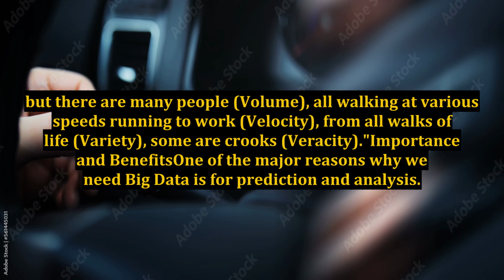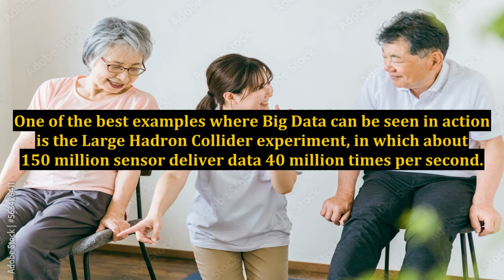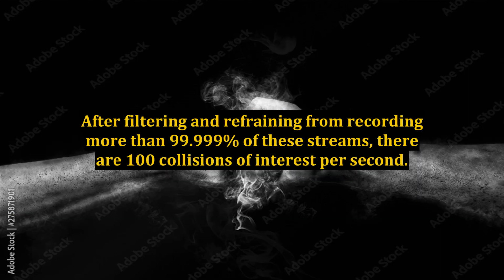Importance and benefits. One of the major reasons why we need big data is for prediction and analysis. One of the best examples where big data can be seen in action is the Large Hadron Collider experiment, in which about 150 million sensors deliver data 40 million times per second. After filtering and refraining from recording more than 99.999% of these streams, there are 100 collisions of interest per second.